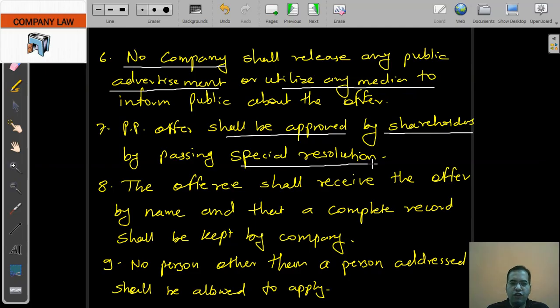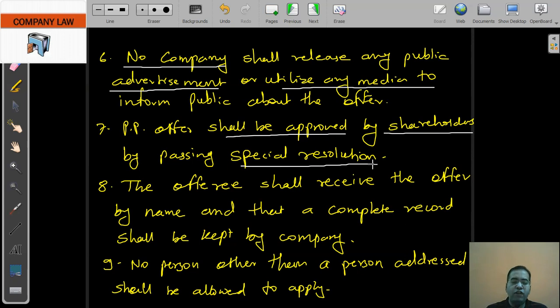The offeree shall receive the offer by name, and a complete record shall be kept by the company. Offeree means a person to whom the private placement offer is going to be made. It is not like a prospectus. In a prospectus, a company directly issues it to the general public. As we have studied two types of offer in the Contract Act, general offer and specific offer: when a prospectus is issued in a public offer, it is a general offer, but under private placement, the offer is made to a selected group of persons, and that is why it is a specific offer. So it should be addressed to the person to whom the offer is to be given, and all his details should be maintained by the company.